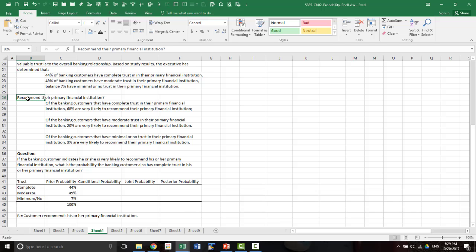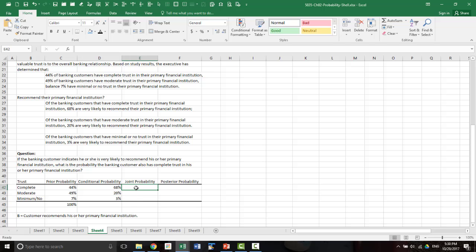So the conditional probabilities are: given that the individual has complete trust, what is the probability that the individual will recommend their primary financial institution? That's 68%. Among the moderates, what is that same probability? That's 20%. Among the minimum or no trust, only 3% would recommend. So these are the conditional probabilities.